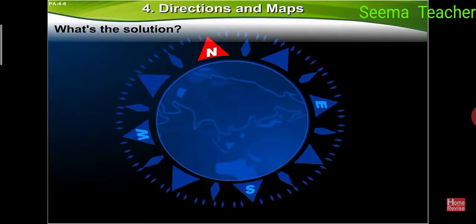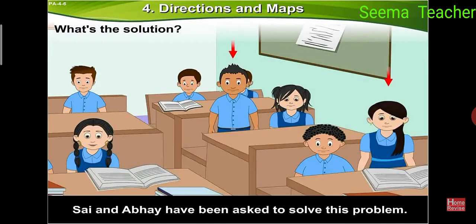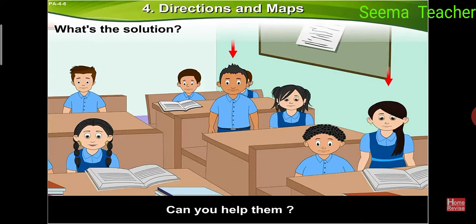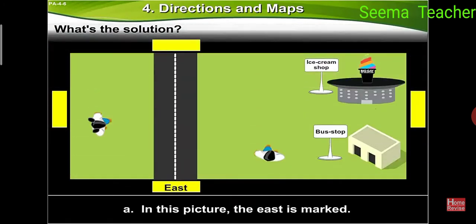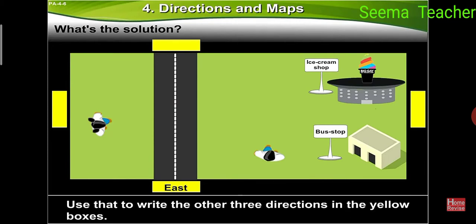What are the solutions? Sai and Abhay have been asked to solve this problem. Can you help them? In the picture, the east is marked. Use that to write the other three directions in the yellow boxes. West, north, south.